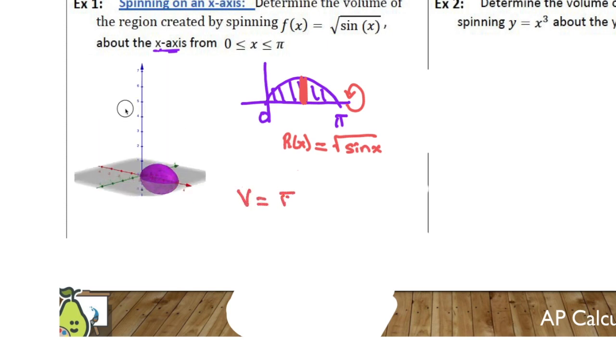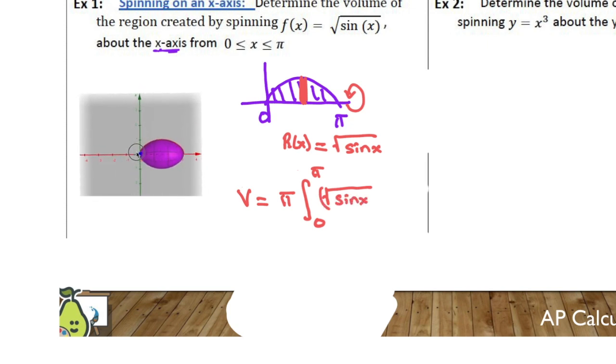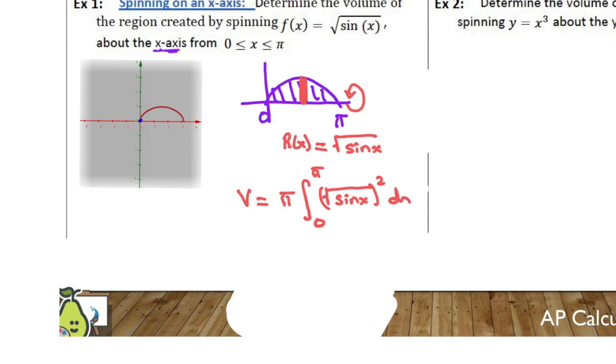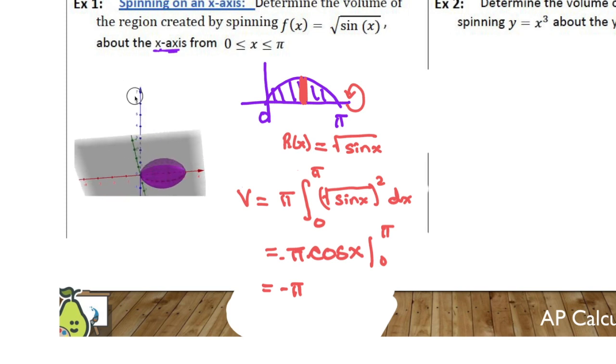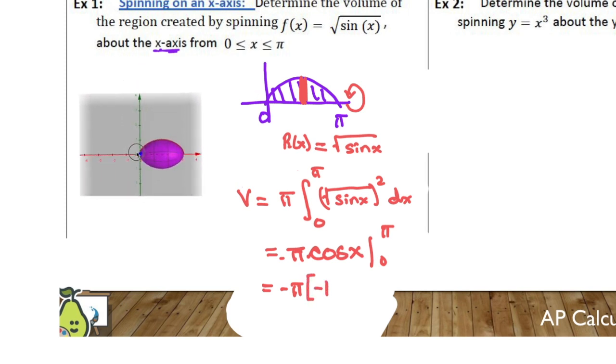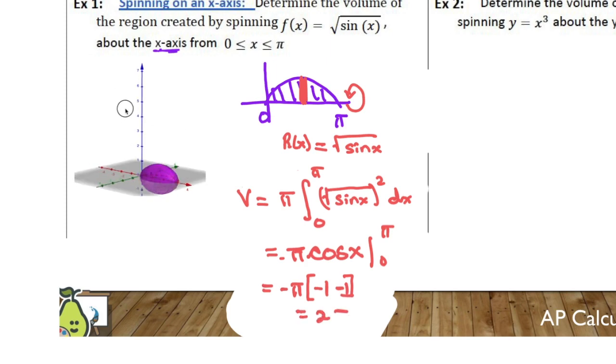Volume is equal to pi r squared, so we have the integral. Our endpoints are 0 to pi. Take your radius, which is your square root of sine of x, and square it. But we need to multiply by the thickness, so the integral of area dx is volume. We're going to end up with negative cosine x evaluated from 0 to pi. Don't forget we had a pi in front of it, and that'll give us negative pi times the cosine of pi, which is negative 1, and the cosine of 0, which is going to be positive 1. And when we subtract, we're going to end up with a 2 pi.